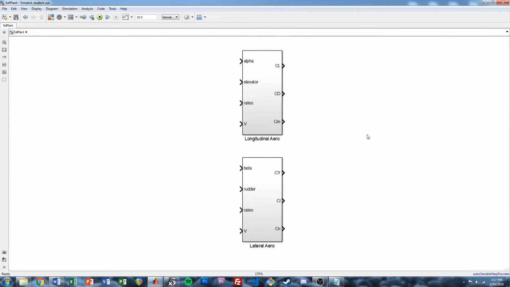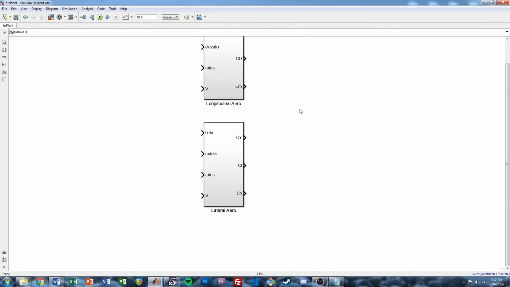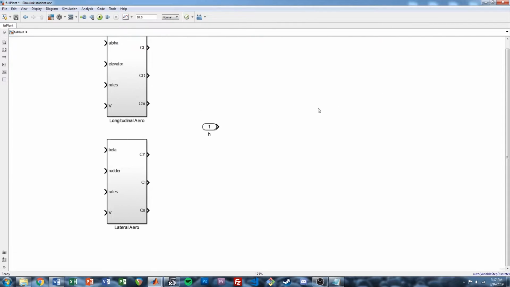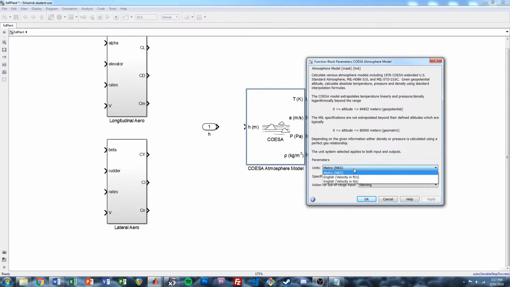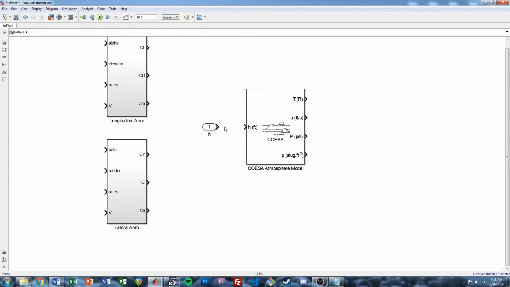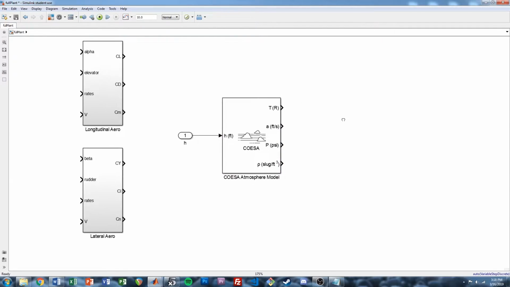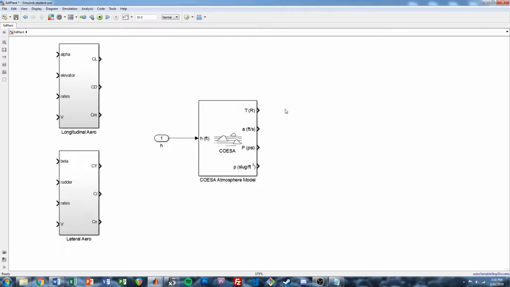So let's go ahead and build up the rest of this. Like before, we're going to need an input for our altitude, and we're going to use that to feed an atmosphere model. We're going to use the COESA. It's the Committee on the Extension to the Standard Atmosphere. Switch this to English, so metric to English, get rid of the warnings. All right, we'll hook that up. The only thing we're really going to need is density, so I'm going to throw terminators on the rest of these just to avoid any warnings.